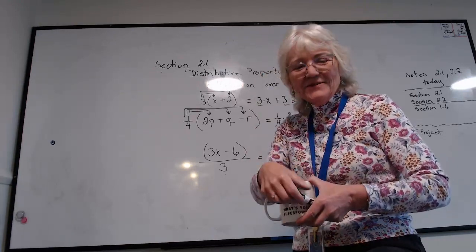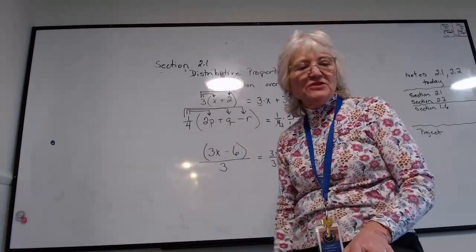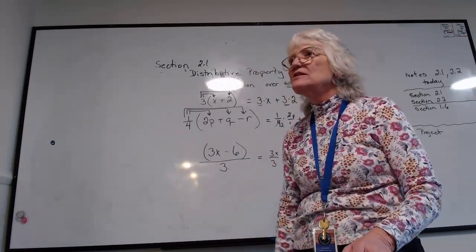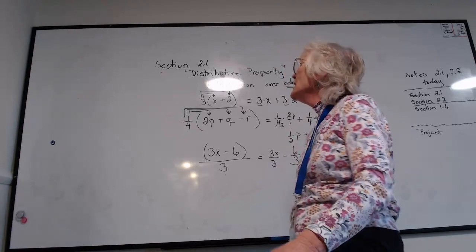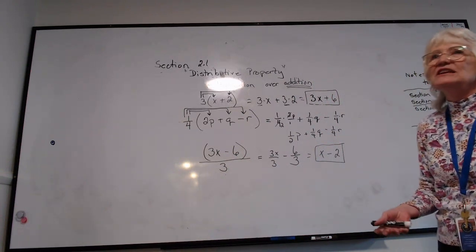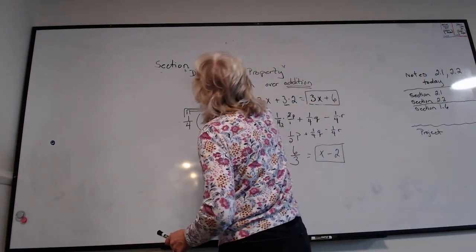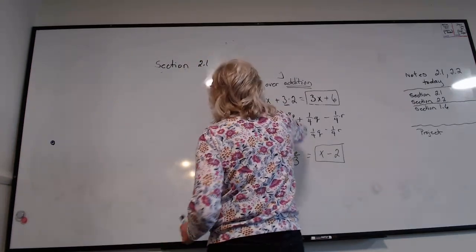Yeah, exactly. Okay, so that's basically section 2.1. We're just looking at what the distributive property does. We are using it to remove parentheses when we cannot do the operation inside the parentheses, okay? Let's go to 2.2. 2.2 is not a whole lot different.